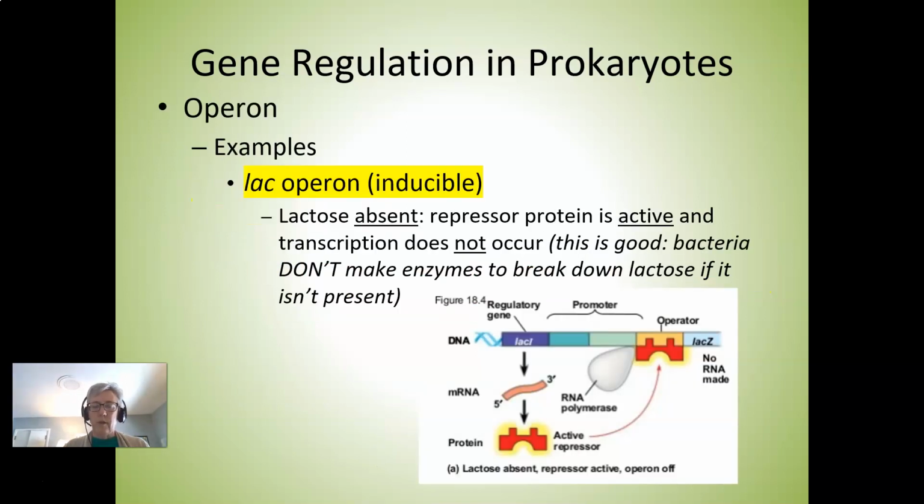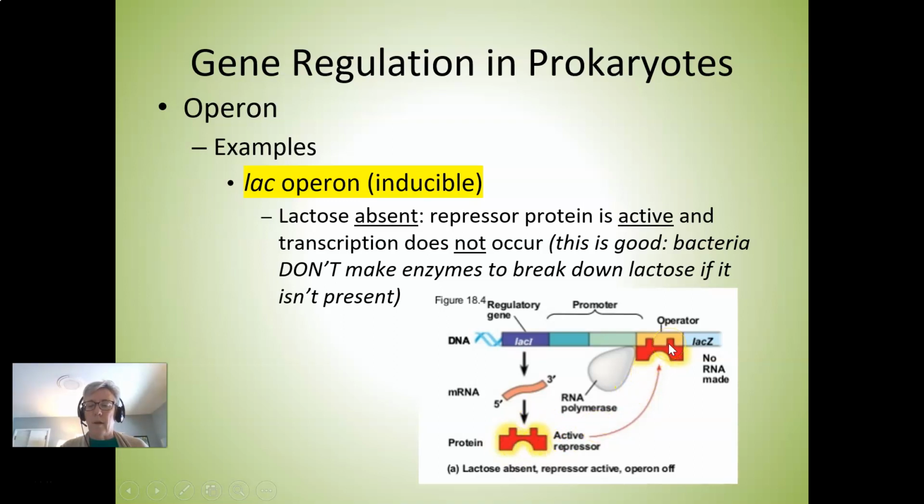Okay, so here's a picture. Here's the lac operon. Here is the regulatory gene. In this case, it's called lac-I. You don't need to memorize that. Here's its mRNA. It makes a repressor. All right, if there's no lactose present, this repressor is going to be active.